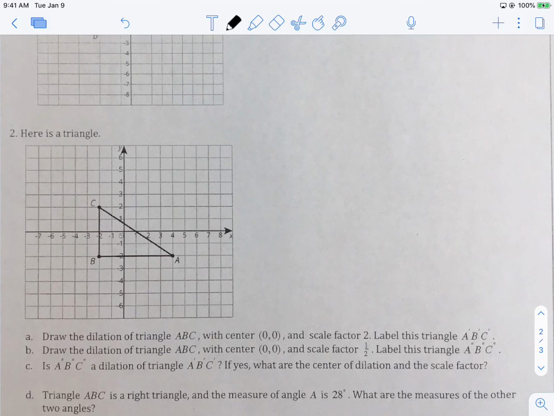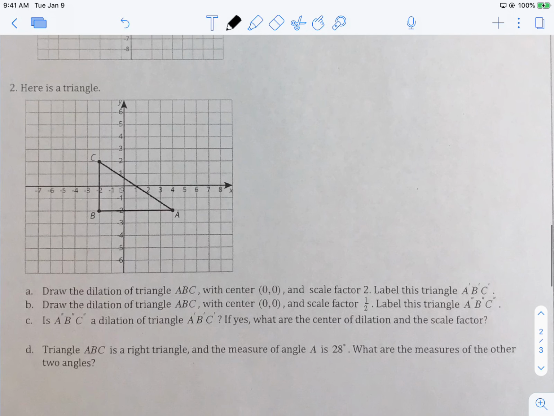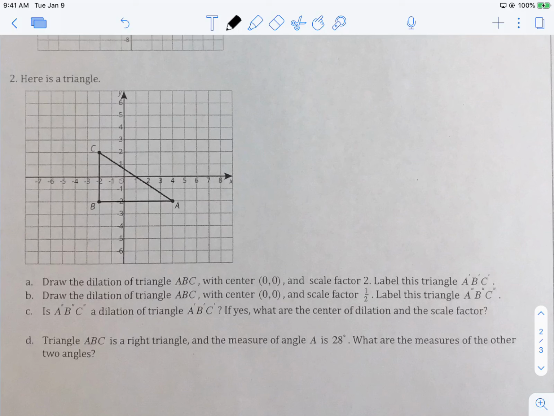It's a triangle. And the triangle has a few things that you're going to do. You're going to draw the dilation of ABC, which are given, with the center at 0, 0, a scale factor of 2, and make a new triangle. So think about scale factor of 2. It's going to be bigger. The second part, you're going to draw a dilation of ABC with the center 0, 0, but this time a scale factor of a half. So think about what's going to happen to it. You're still using the same center. And that will be called ABC double prime.